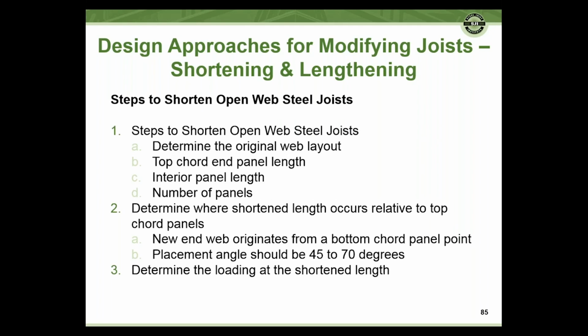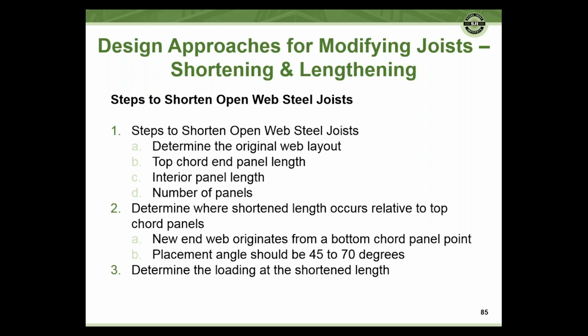The steps you go through. We'll look at the steps for shortening or lengthening a joist. For shortening a joist, the steps are: determine the original web layout, look at the top chord end panel length, look at the interior panel length, determine the number of panels, and determine where the shortening length occurs relative to the top chord panels. Where is your new end web going to start at the bottom chord panel point? Try to get the angle of that end web to be about 45 to 70 degrees from vertical if you can.